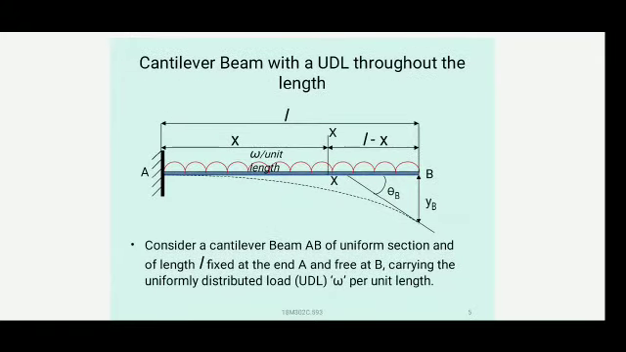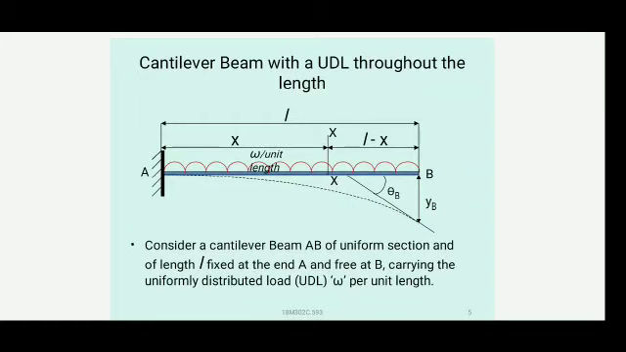Here, a cantilever beam with a uniformly distributed load throughout the length. Shown in the diagram, A and B are the points, A is the fixed point, B is the free end. The length of the beam is L. This is the diagram, cantilever beam with uniformly distributed load. You can find out the slope and deflection for the free end.